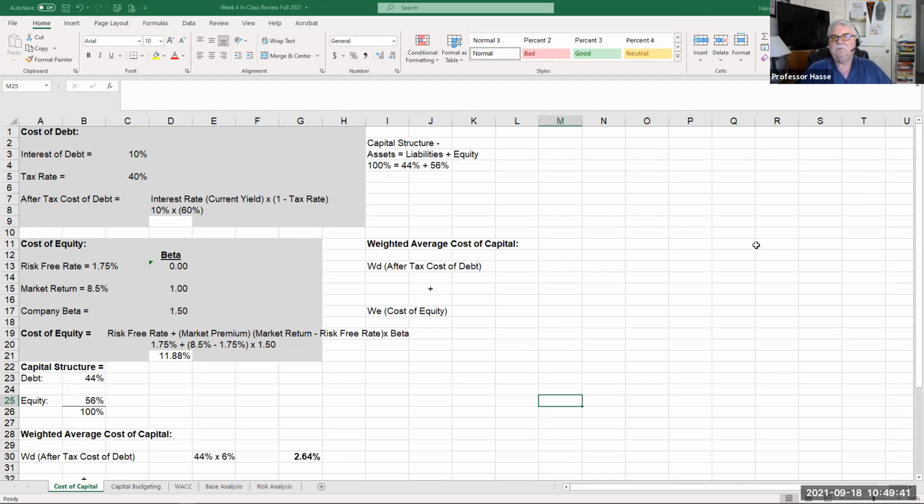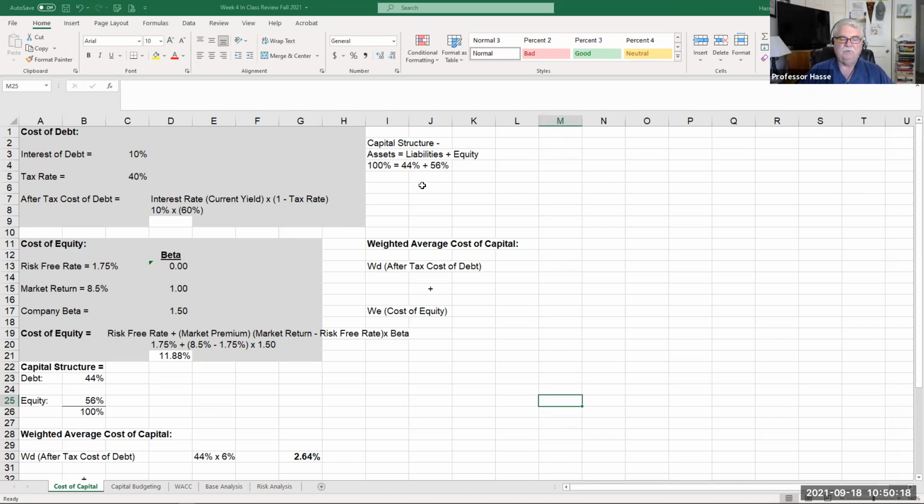Those make up the capital structure of a company. The capital structure is the relationship of debt and equity to the assets of the company. So here's an example where a company has 44% debt, 56% equity. All right, that's the capital structure of the company. Now they're thinking about going out and getting some capital to invest in an asset. So what is this company's cost of capital? What is their weighted average cost of capital?